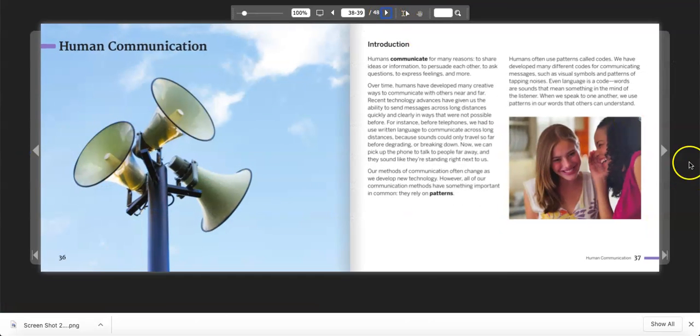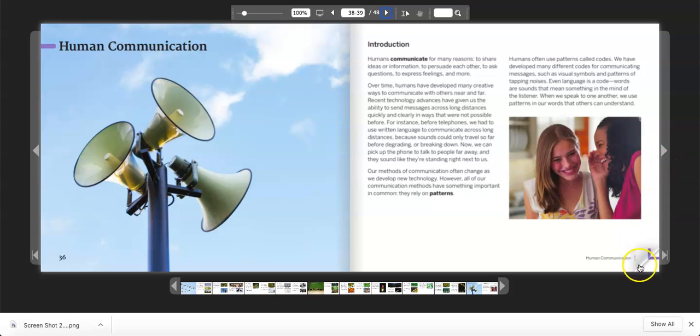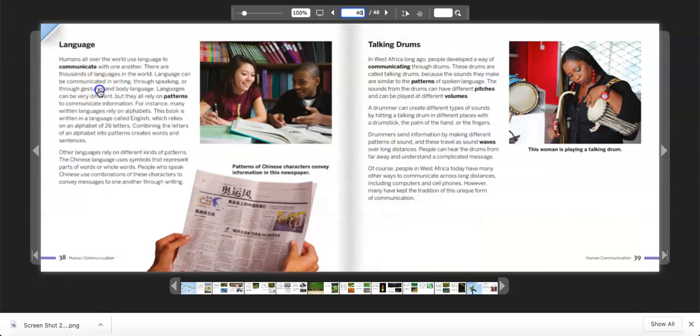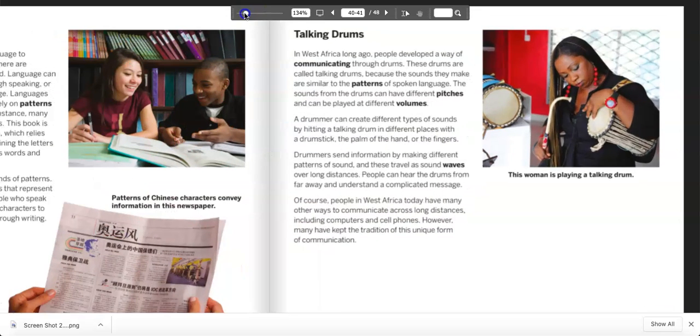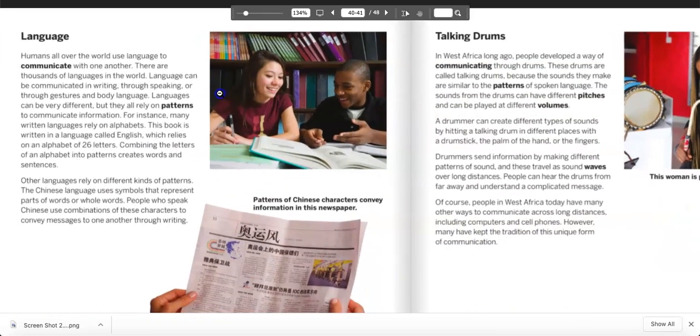So we're going to go ahead and flip the page. If they let me flip the page, they're not letting me flip the page. So let me go ahead and try to put in the number to flip the page. Here we go. Talking about language. And now, of course, I can't zoom in. What's happening to the book, you guys? All right.